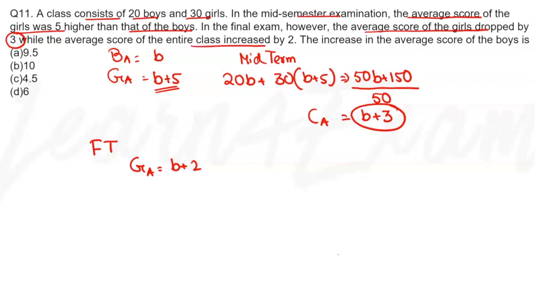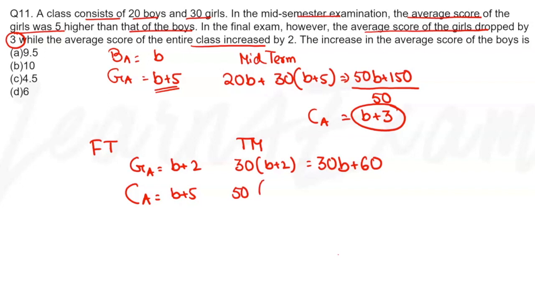And the average score of the entire class increases by 2. So the class average now becomes b plus 5. So what is the total marks obtained by girls? It's equal to 30 into b plus 2, which is equal to 30b plus 60, and the total marks obtained by the entire class is 50 into b plus 5, which is equal to 50b plus 250, right?